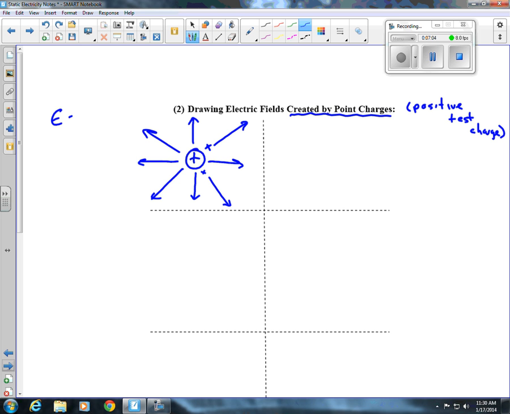So we'll make a note of that. E fields point away from positives. So again, this isn't how charges are reacting. These are the electric fields created by the charge. Then if I put a positive charge right here, it's going to go the same direction, so it's going to go this way. If I put a negative charge, it's going to go the opposite way.